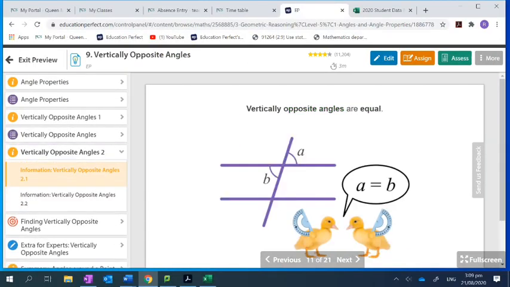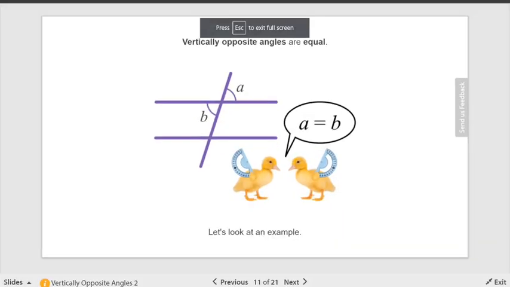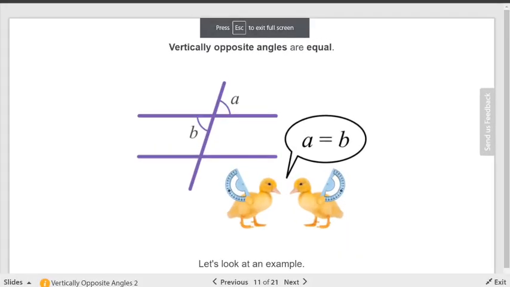All right. So you can also have more lines. So guys, come on, pay attention. This is really easy if you let it be. But you can also have more lines. So look at this. We have one line that's cutting across two lines that are exactly the same distance apart.